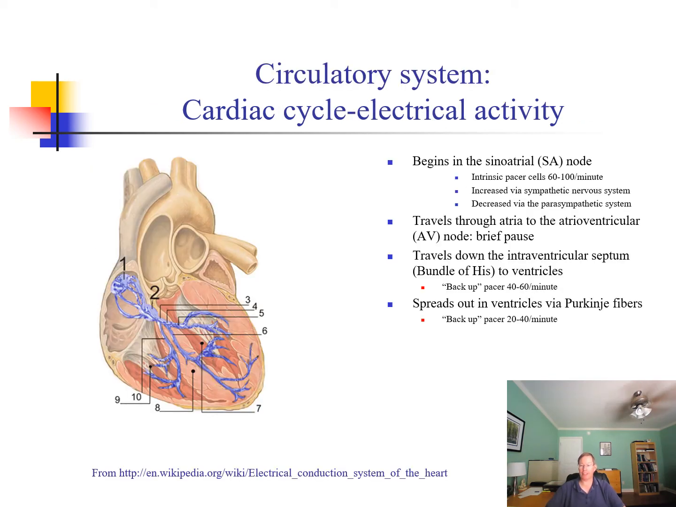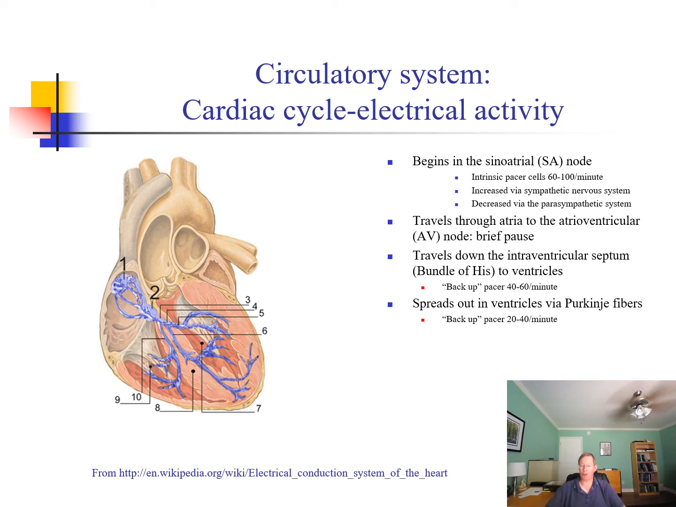So if I look at the electrical activity, I have cells that are located in the right atrium, which are in the SA node, sinoatrial node. And these pacemaker cells are beating at a given rate. They're normally beating at about 60 to 100 times per minute. I can modulate how fast they're doing this. I can make it so that they beat faster under the sympathetic nervous system, or I can make them beat slower under the parasympathetic control.